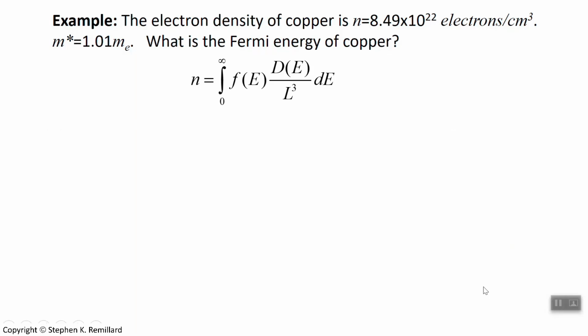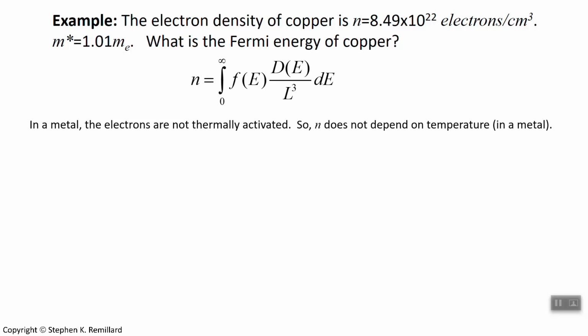This could be a real mess, except that we can make a nice simplification. Conduction electrons in a metal don't have to jump across a band gap in order to become conduction electrons. That is, they don't need to be thermally activated into a conduction band. They're already there. So the temperature dependence of the carrier concentration of a metal is very remote. We'll do this calculation at 0 temperature and be satisfied with our result.